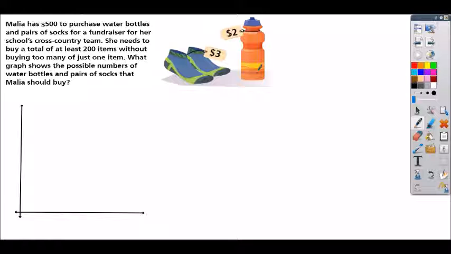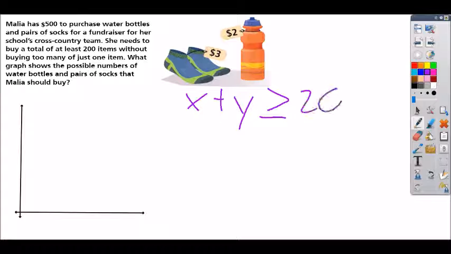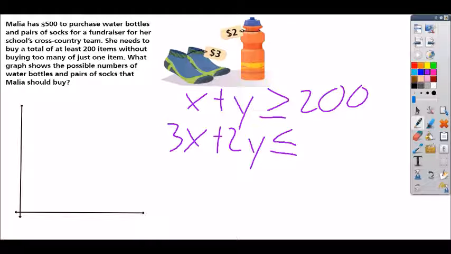So what can we buy the most items for the bang for our buck? So when I add these two together, I have some socks plus some water bottles, and it has to be more than or equal to 200 items. So this is item plus item equals item. Now I'm going to do money plus money equals money. So it's $3 per sock plus $2 per water bottle, and the cost of all this has to be less than or equal to their budget of $500.